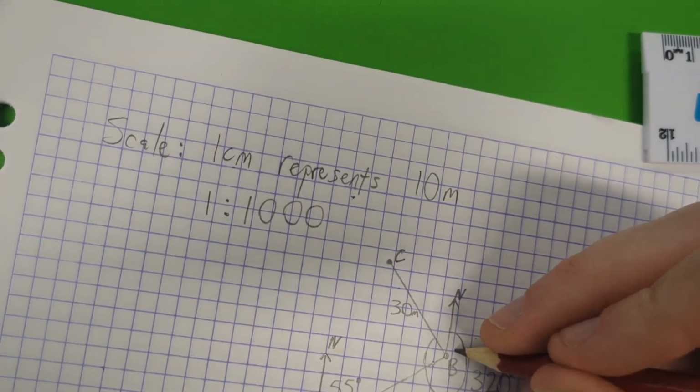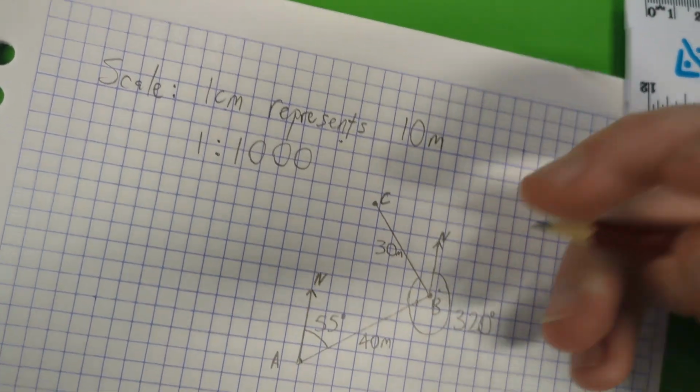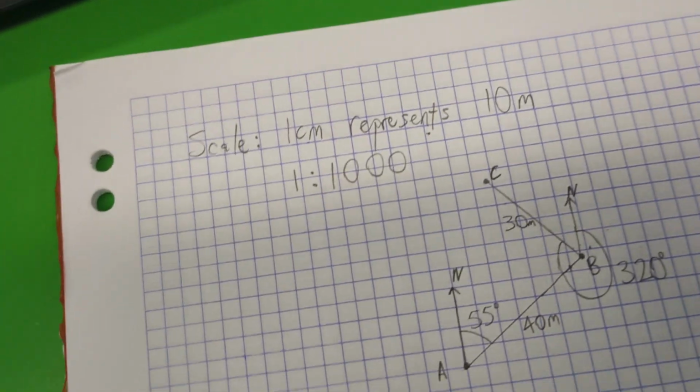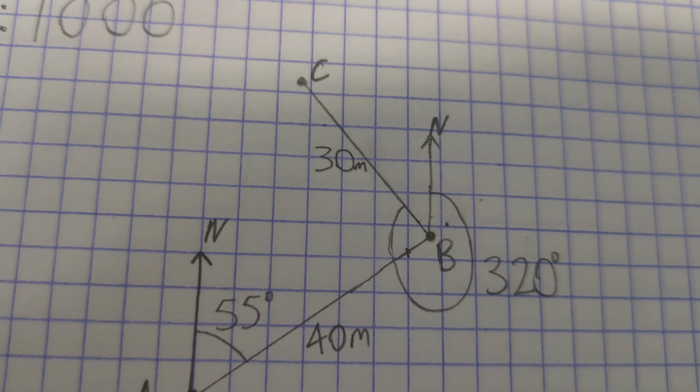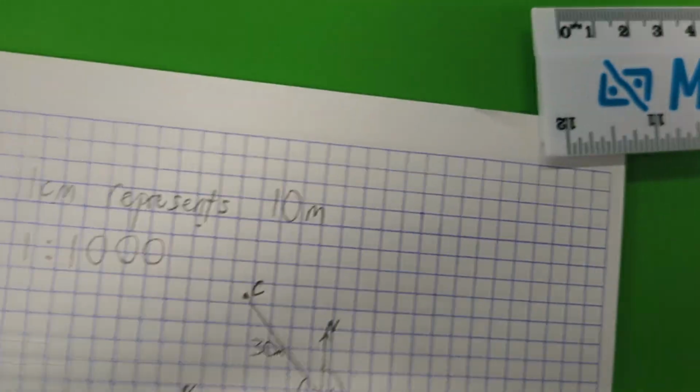All right. Now, in hindsight, maybe I could have picked a bigger scale because this is quite a small diagram. As a result, these dots and stuff are going to be really close together.